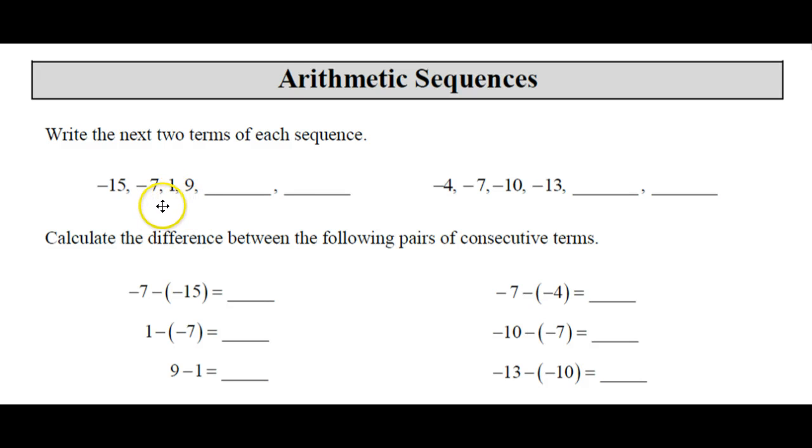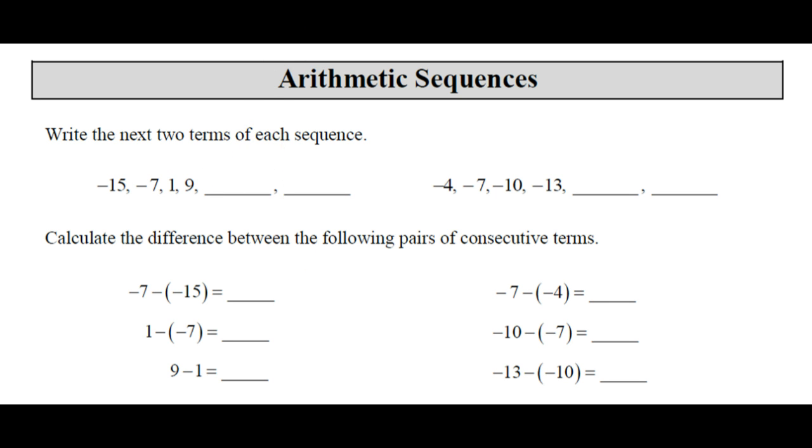All right, this is Arithmetic Sequences, not being done in front of a live audience, but me and the tablet. So, -15, -7, 1, 9. Well, looks like we're going to be adding 8.